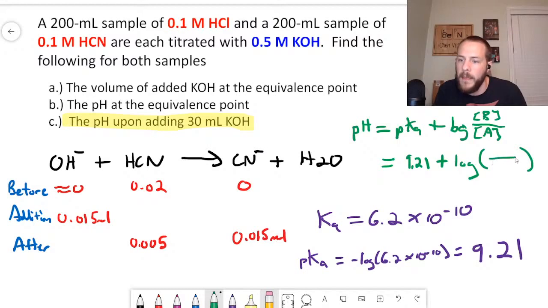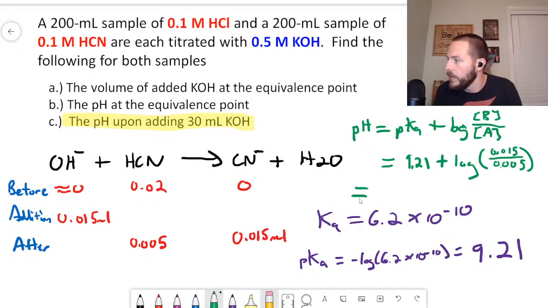Now, since the acid and the base are both in the same solution, by definition, they have the same volume. And so a ratio of their amounts in moles is equivalent to a ratio of their concentrations, right? Because the volumes are the same. So we can simply put the molar amounts of these things here. So we have base, the CN-, that's 0.015. And then we have the acid, that's HCN, that's 0.005. Right? And what do we end up getting for our pH? 9.21 plus log of 0.015 over 0.005.